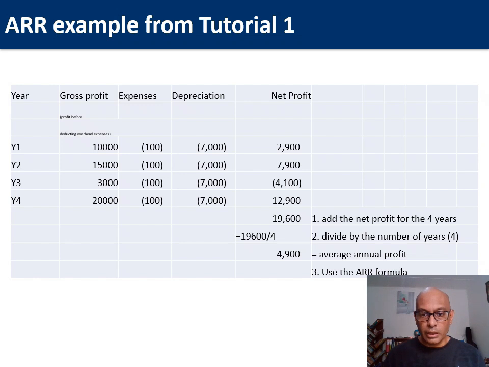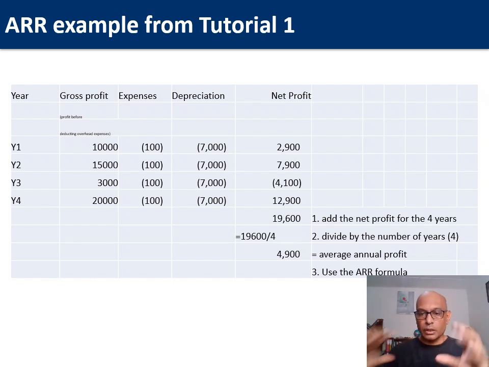Now, some years the net profit can be negative, which is fine. Don't worry about it. It can be negative in certain years. That's okay. Once you have all the net profit figures, you add them together, and that is the total profit. I have given the instructions here also. Add the net profit for the 4 years, that's the total profit, divide by the number of years.